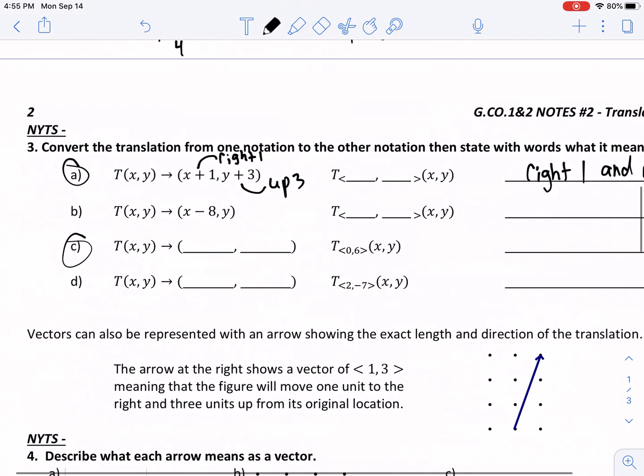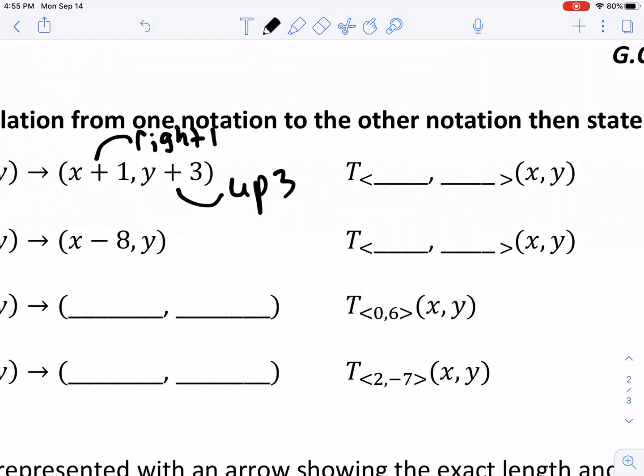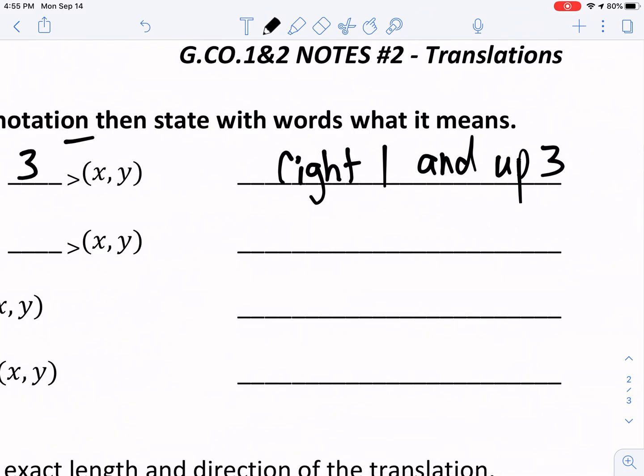Okay, now that's what it is. Directly saying it out loud, that's what it is. However, in vector notation, how would we write that? Well, remember, right in vector notation is positive. So if it's going right 1, we just want a positive 1. Up is positive for our y value in vector notation. So if we're going up 3, we just want a positive 3. Okay, so this would be what it is in coordinate notation, vector notation, and then just directly saying it, we're going right 1, up 3.